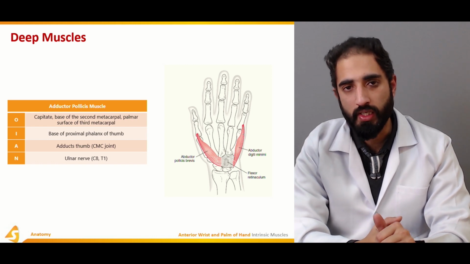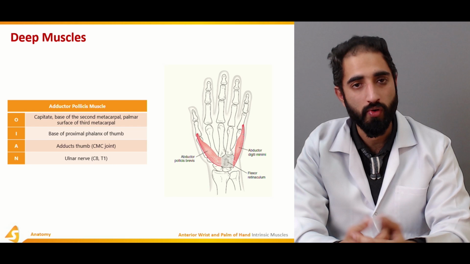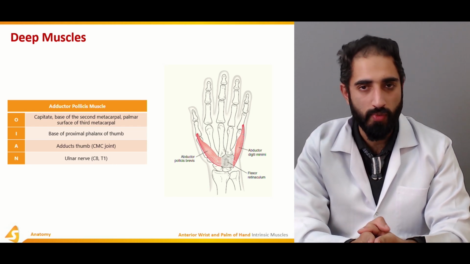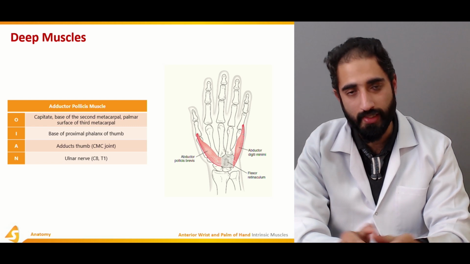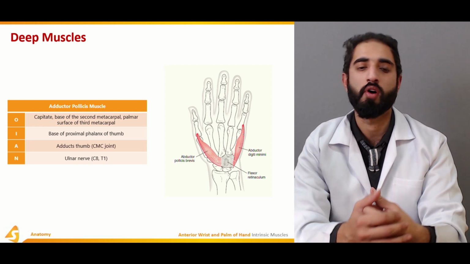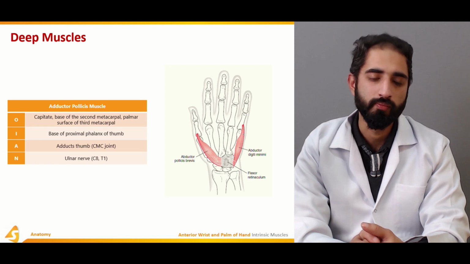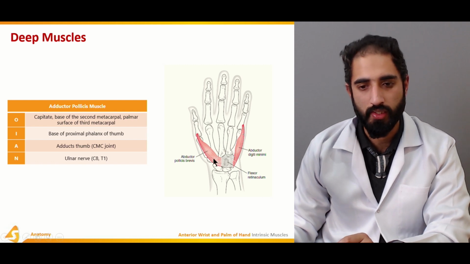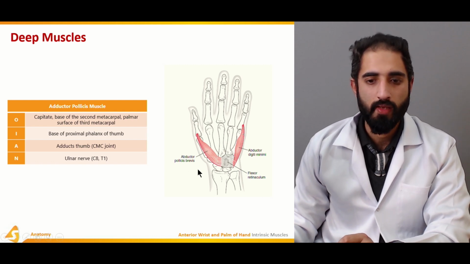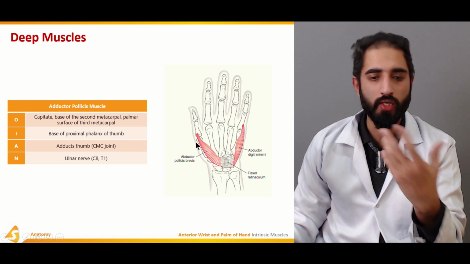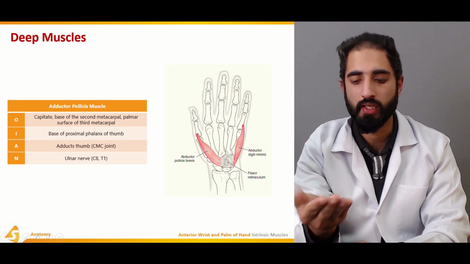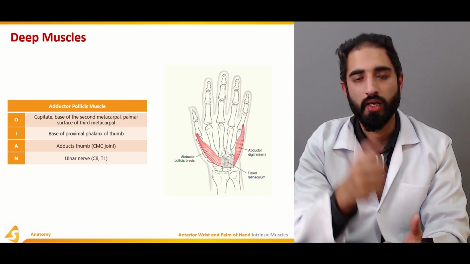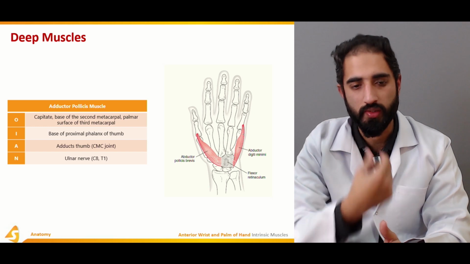Now we have talked about the thenar and the hypothenar muscles, and there are some other muscles which include the adductor pollicis muscle, the interossei muscles, as well as the lumbricals, and these muscles form the deep muscles of the palm. First of all, we have the adductor pollicis brevis. The abductor pollicis brevis takes the thumb away, whereas the adductor brings it back, so that is the opposite in function to the abductor pollicis brevis.